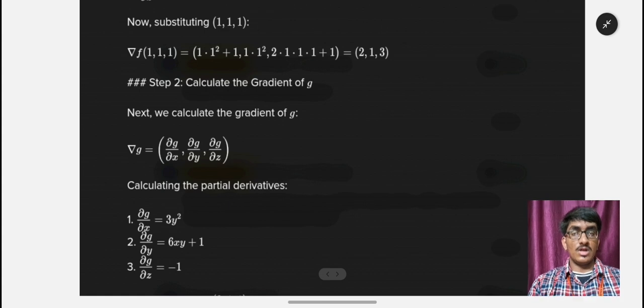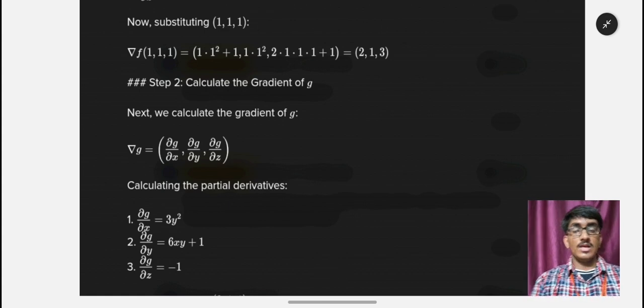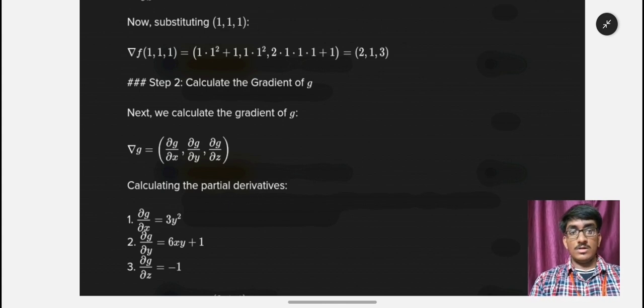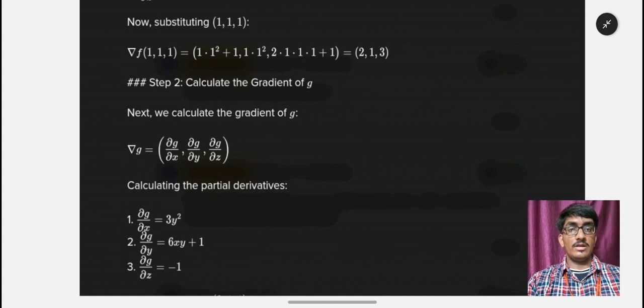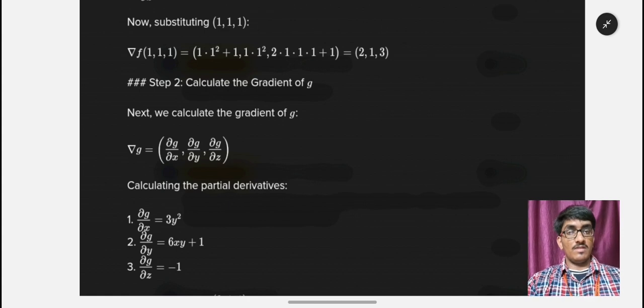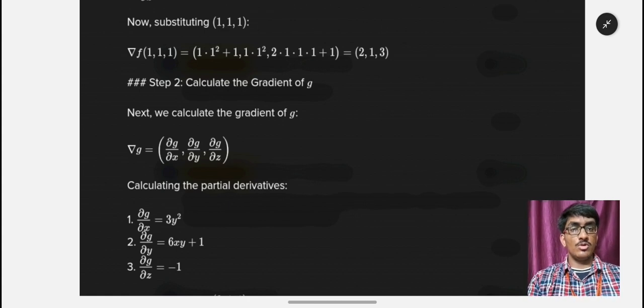Now we have to substitute the given point into the formula. We get the xyz values. Del f of 1, 1, 1 equals, by solving this equation, we get 2, 1, 3. We have to substitute the given point into the given function. After finding this, we have to calculate the gradient of g.